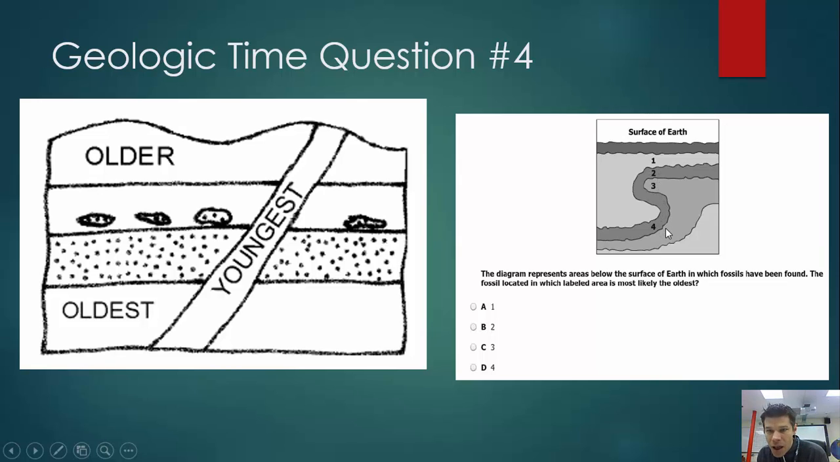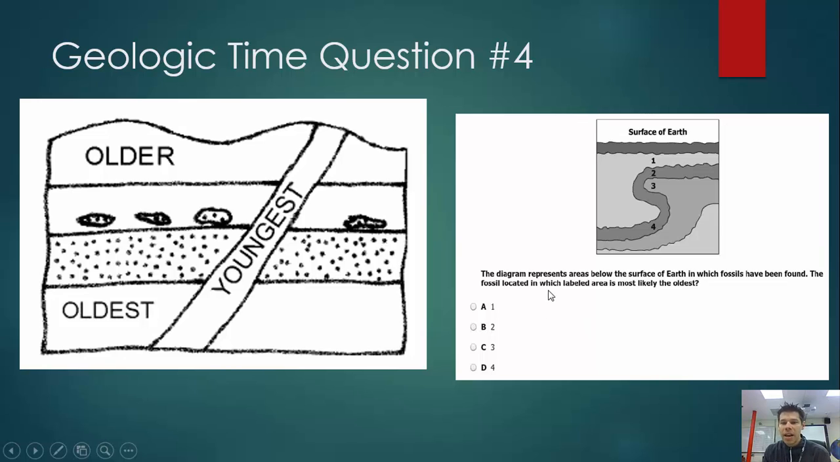And then now here's the tricky part. Look at number 4. If you look at number 4, it looks like it's under 1, 2, and 3, but it's not. Look at number 4. It's the same rock layer as number 2. So number 2 and number 4 are the exact same. And number 3 is underneath that layer.